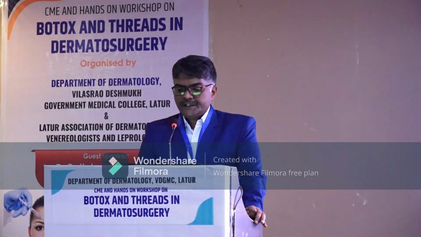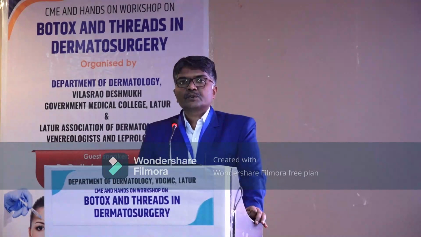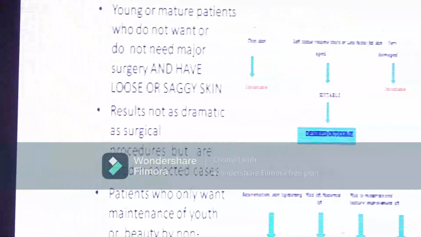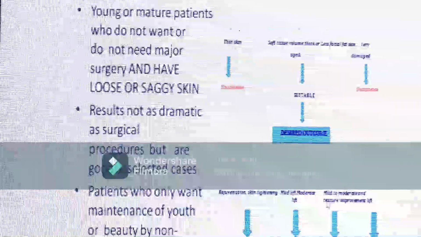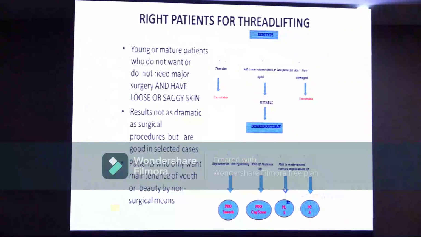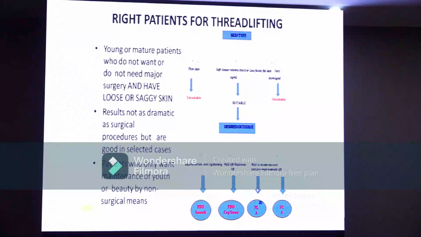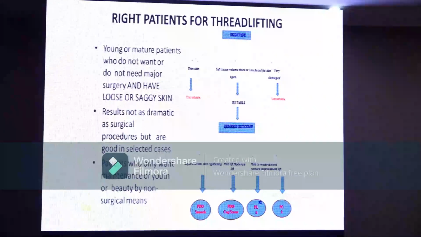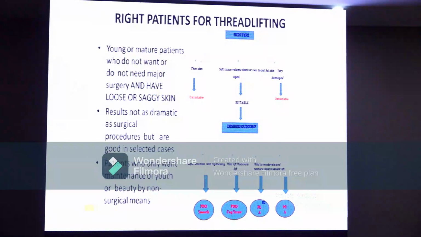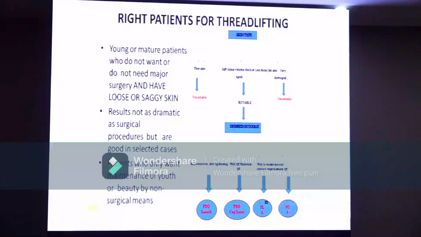When we want rejuvenation and skin tightening, we can use PDO smooth threads. If a mild or moderate lift is expected, we have to use PDO cog or screw threads. And when mild to moderate texture improvement is expected, we can go for PLA or PCL threads. So, different types. Sonone sir is going to tell us in detail, and he will also demonstrate what these types are and how to put the threads.